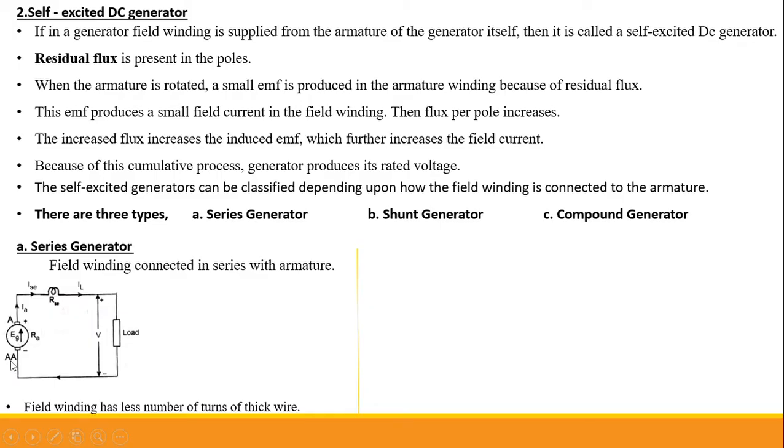A and AA are the terminals of the armature. A is positive terminal of the armature. AA is negative terminal of the armature. V is the terminal voltage across the load.